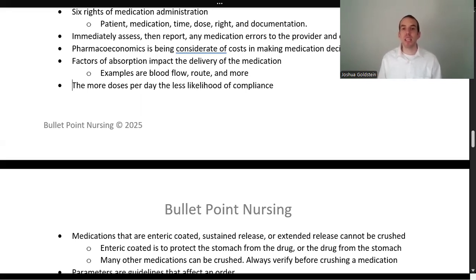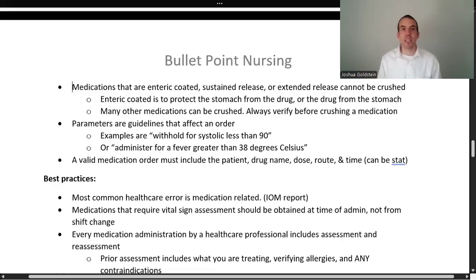When a patient is taking these medications, they cannot be crushed. Next, what is the purpose of these medications? Enteric-coated, a classic example is aspirin or some other NSAIDs. These are coated to protect the stomach from the drug, because the stomach can be harmed by this medication. Other times, it can be to protect the drug from the stomach, like sustained release and extended release. We don't want the stomach to break down the drugs. We want to protect the drug from the stomach. Those are enteric-coated, sustained release, and extended release.